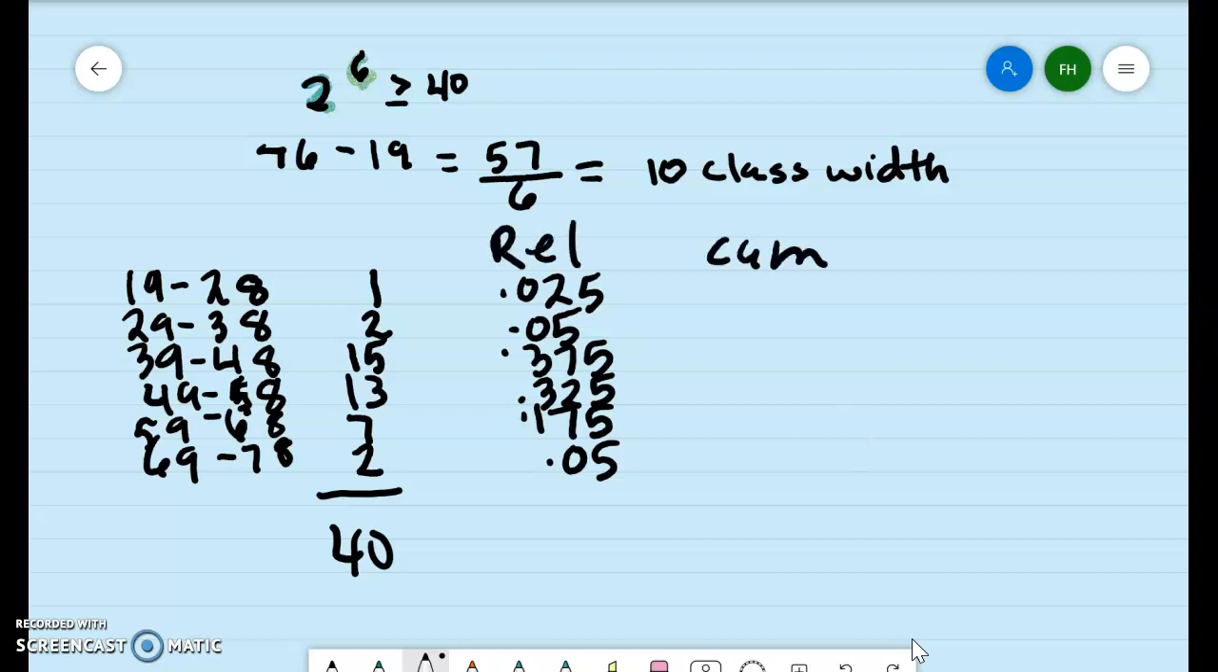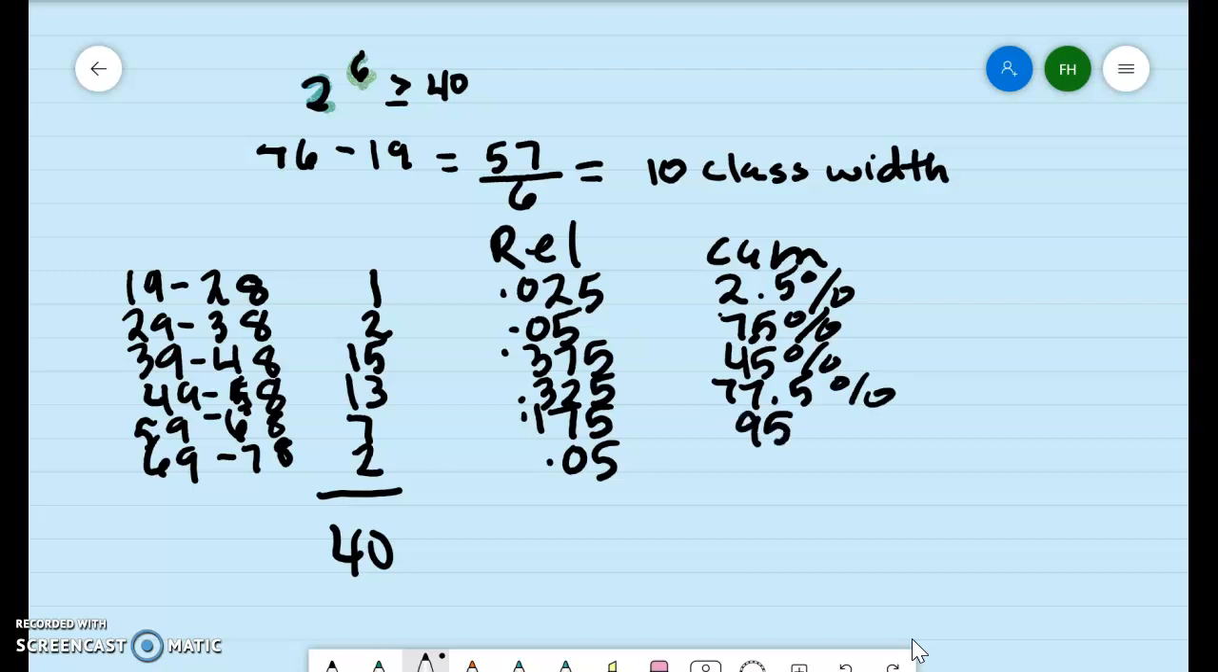And then my cumulative would be 0.025, which would be 2.5%, and then 0.075, which would be 7.5%, and 0.45, which would be 45%, and then 0.775, which would be 77.5%, and then 0.95, which would be 95%, and then 1.